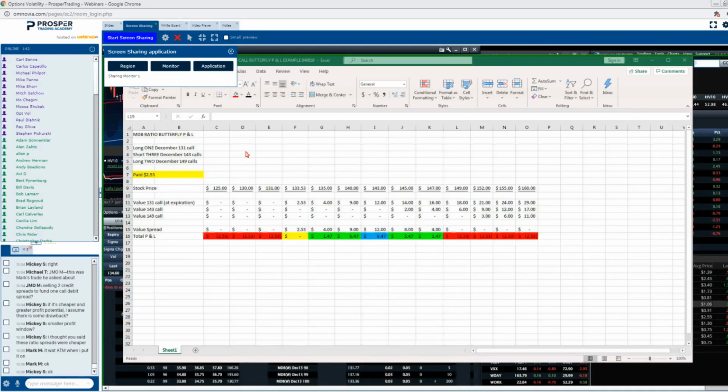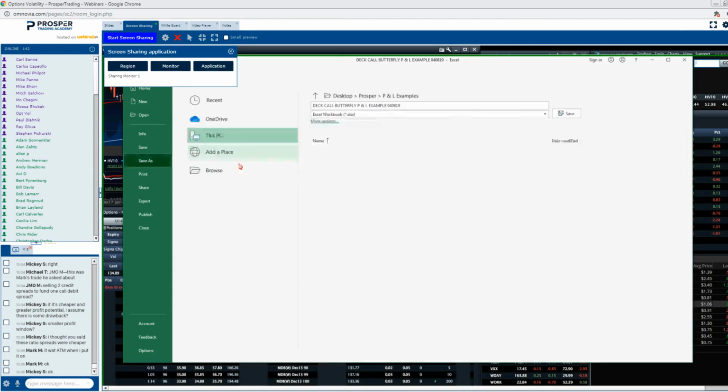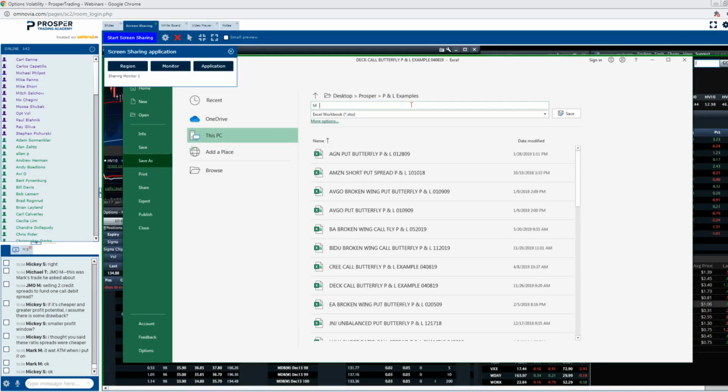All right, let me post this up here. So this will be the MDB ratio call butterfly P&L example. What is today? Today's date is the 10th.